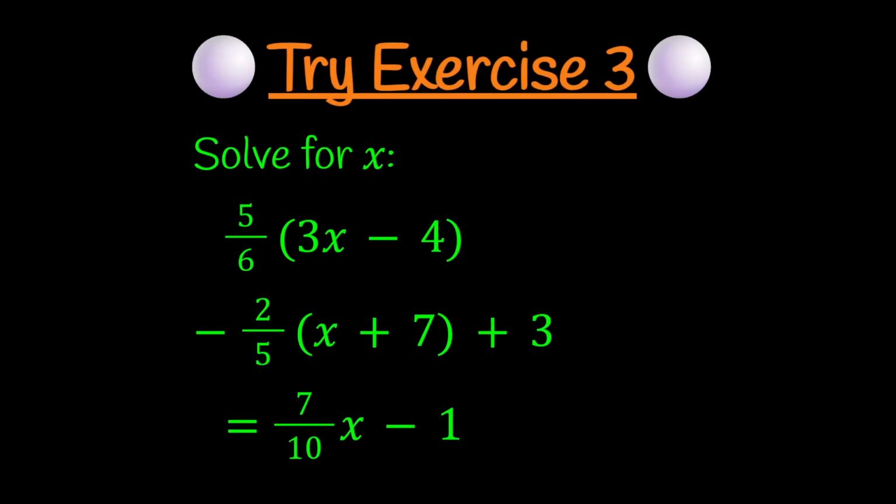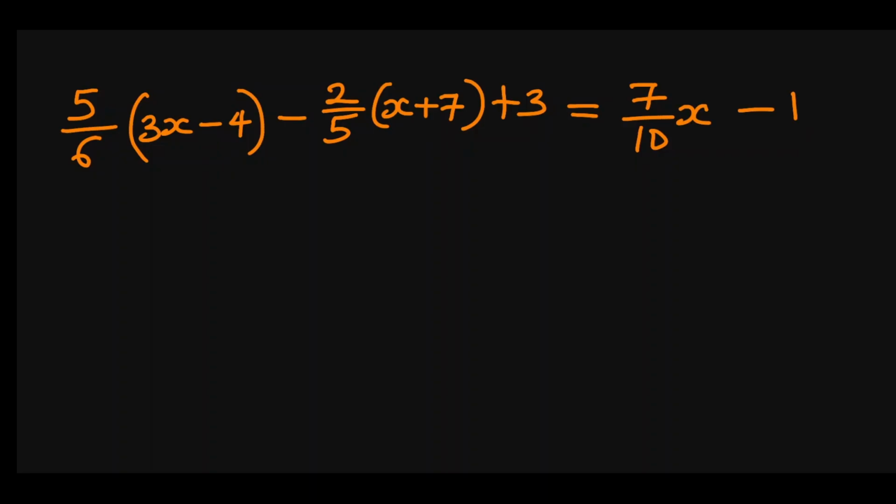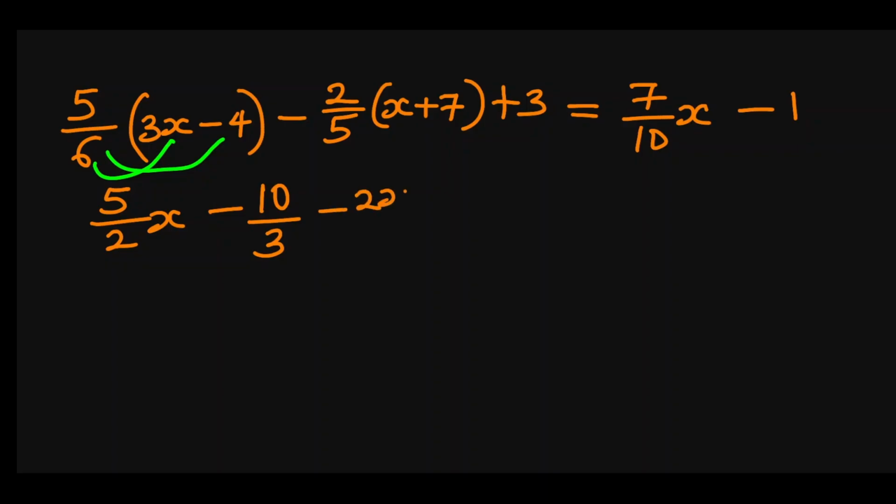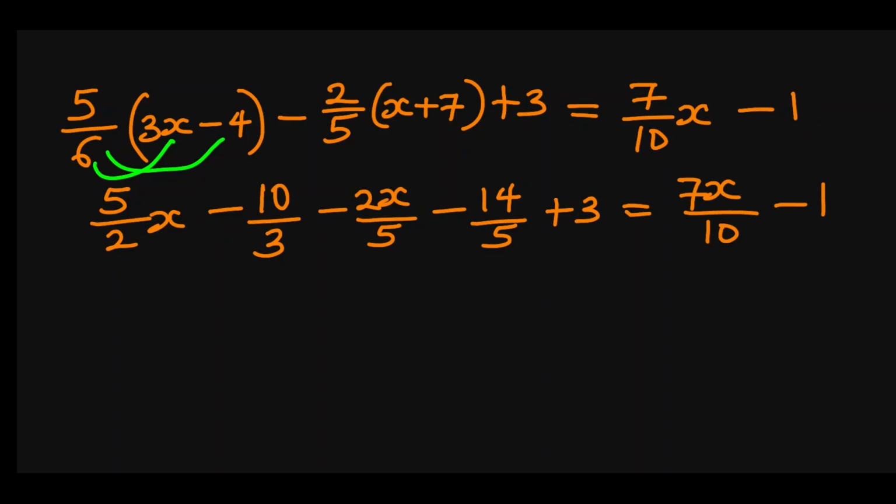Now for this third try exercise, we have brackets. So as usual, we are going to expand the brackets first. If we do that, we have this times this gives us 5 over 2x minus 10 over 3. Then the second bracket, minus 2 over 5 times x, gives us minus 2x over 5 minus 14 over 5, then plus 3 is equal to 7x over 10 minus 1.